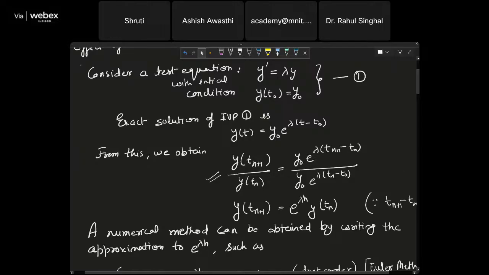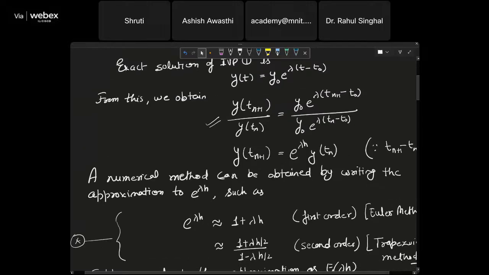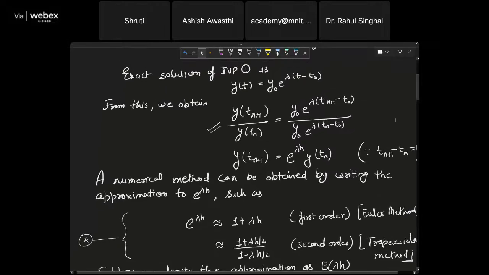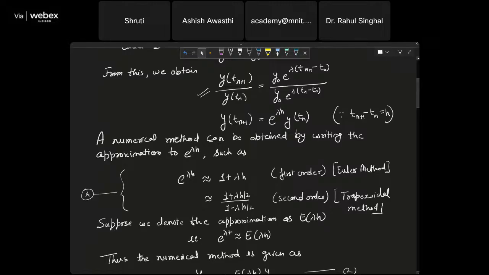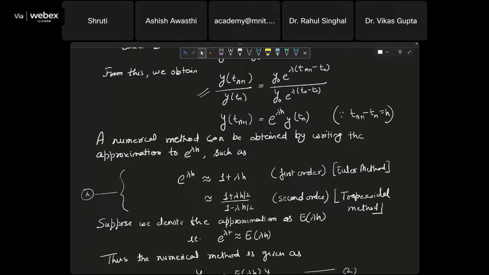So in numerical method, we can obtain any numerical method by approximating exponential lambda h. Okay. And this can be done in various ways. Such as we can do it as 1 plus lambda h, means you have to truncate this series up to the first order only. So this gives us the first order method, which we have already studied, and it is known as the Euler method.